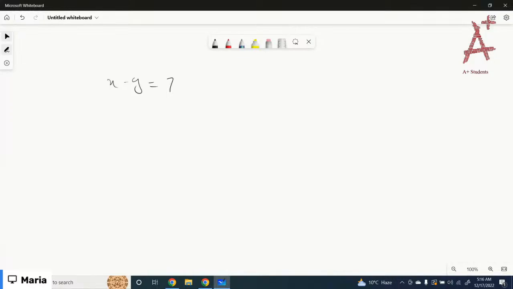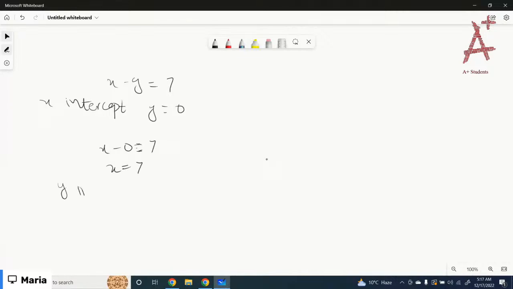So you have to find the x-intercept and y-intercept of the equation to plot the graph. Got it? So for the x-intercept, simply replace y equals 0 in the equation. So it would be then x minus 0 equals 7. So x equals 7. Got it?